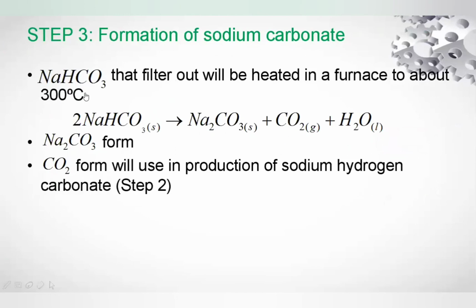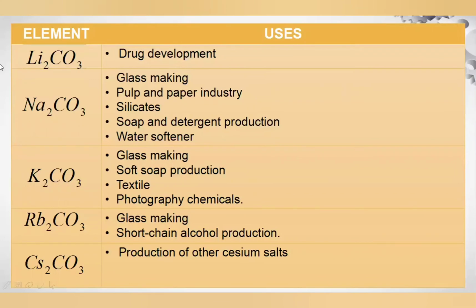So the sodium hydrogen carbonate, which was filtered out, will be heated in the furnace at about 300 degrees Celsius. It will form sodium carbonate, carbon dioxide, and water. The carbon dioxide here will be reused in step 2. So these are the uses of the carbonates.